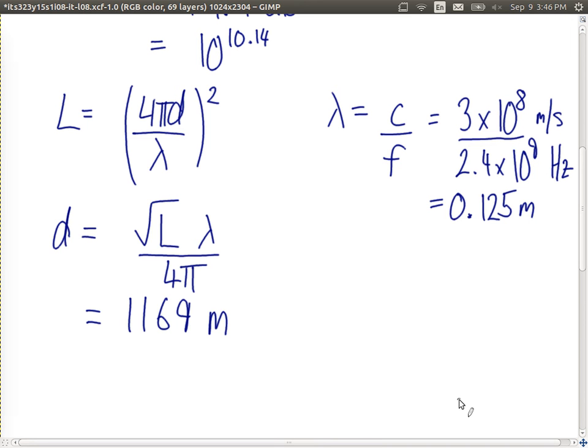2.4 times 10 to the power of 9. Yes, the lambda is the speed of light divided by the frequency, 3 by 10 to the power of 8 divided by 2.4 by 10 to the power of 9. Yep. The gigahertz, giga. You need to learn some of my writing, especially the number 9. Okay.